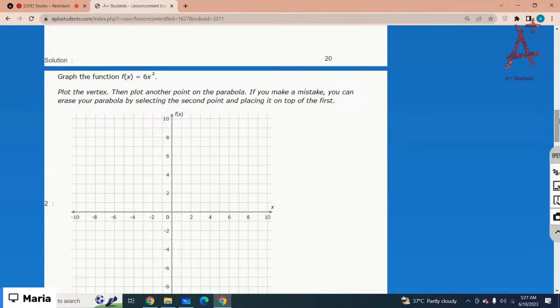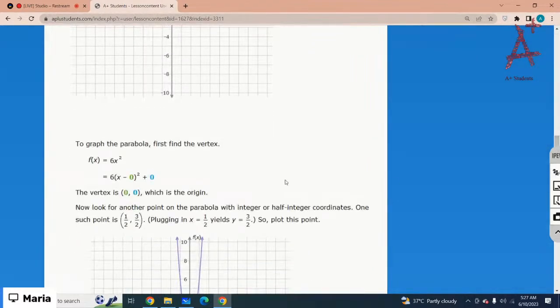So you have to find the vertex of the parabola and a point. In this case, the vertex of the parabola would be 6 times (x minus 0) whole squared plus 0, so the vertex would be (0, 0). You need another point, so you put x equals 1/2.